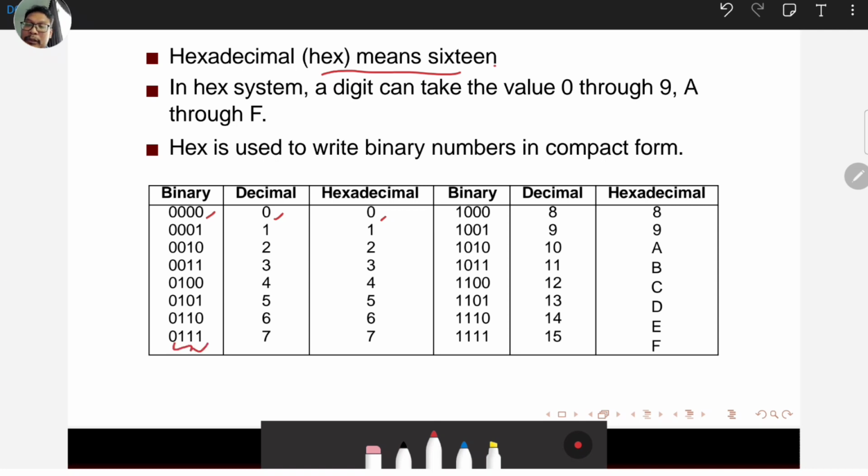Let's look at the example of 0111. Remember 0111, we have 2 to the power of 0 plus 2 to the power of 1 plus 2 to the power of 2. So that's 4 plus 2 plus 1, which is 7. In hexadecimal it is also 7. Let's look at another example, a B here. What does B mean as a value in hexadecimal? B means a decimal 11 or a binary of 1011. So 11 in decimal is equivalent to B in hexadecimal.